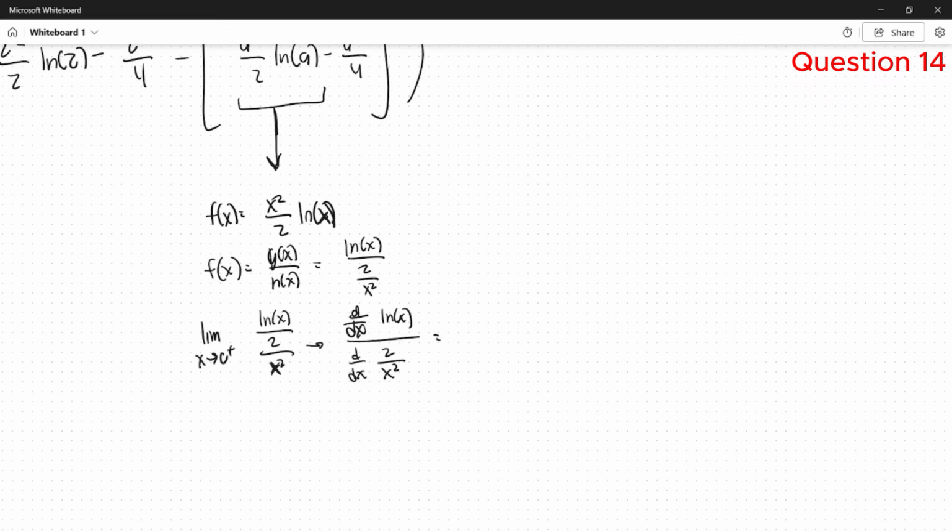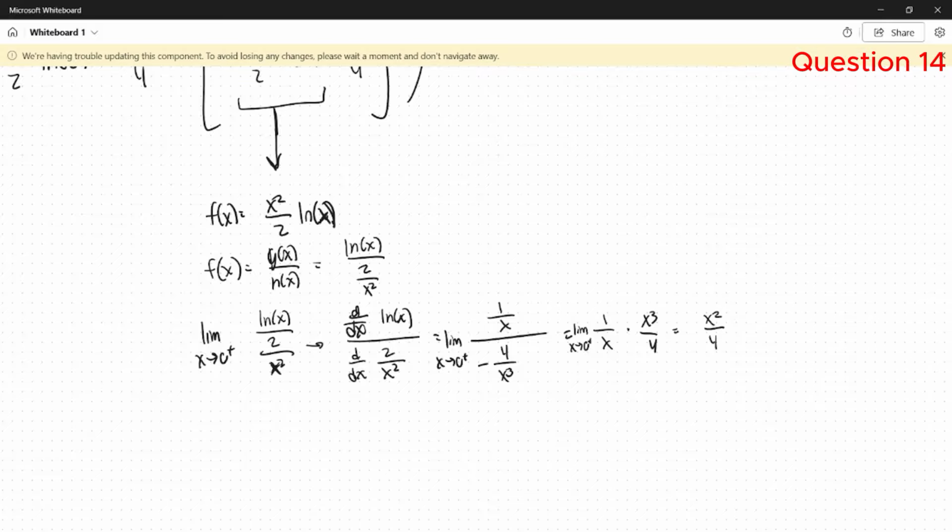And that would be 1 over x over 4 over x cubed, net negative. And then we take that same limit as x approaches 0 from the right side, and we can pretty much cancel everything out at this point. So we have 1 over x times x cubed over 4. The limit as x approaches 0 to the right, we get x squared over 4.